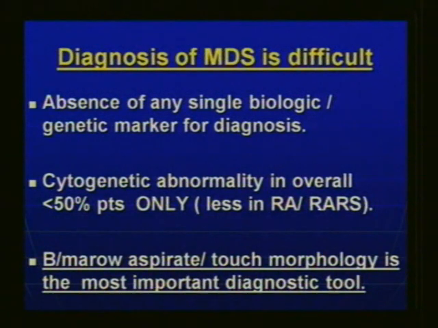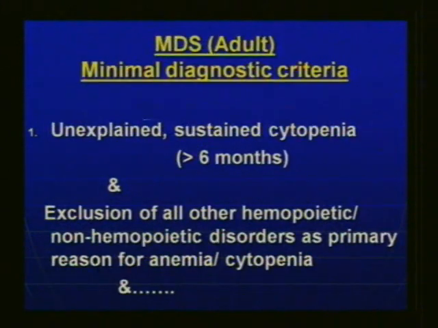And if you subcategorize, in subcategories like refractory anemia or refractory anemia with ring sideroblasts, the cytogenetic abnormality is even much less. So the most important diagnosis comes from the peripheral smear examination and the bone marrow aspirate morphology. That remains the most important diagnostic tool. So there must be some minimum diagnostic criteria to diagnose a myelodysplastic syndrome.